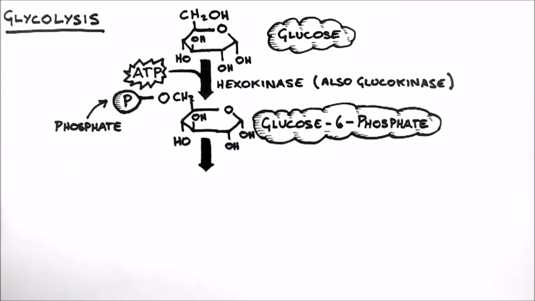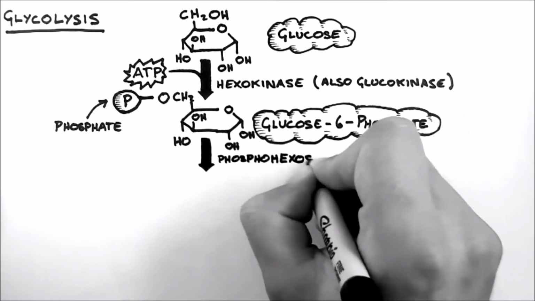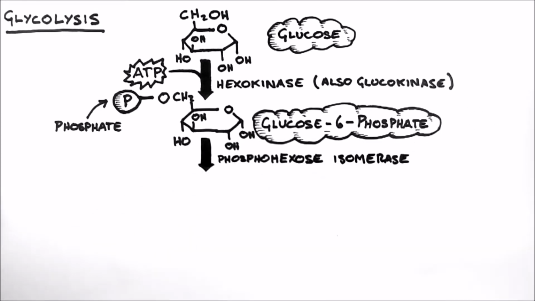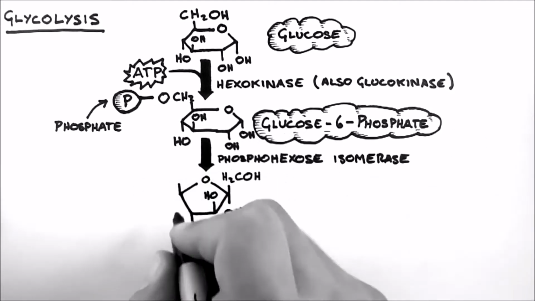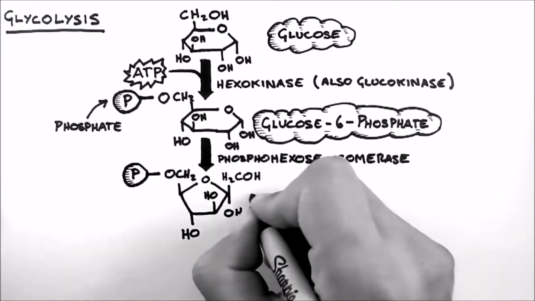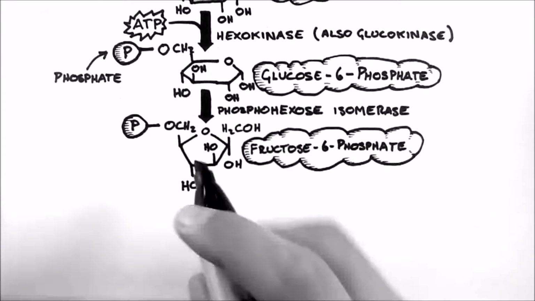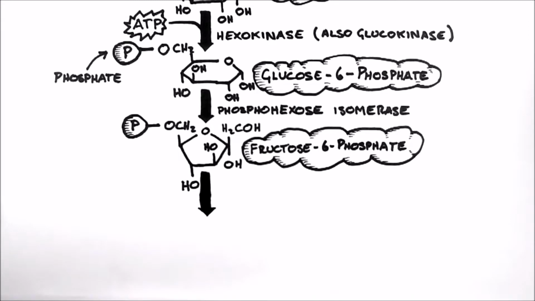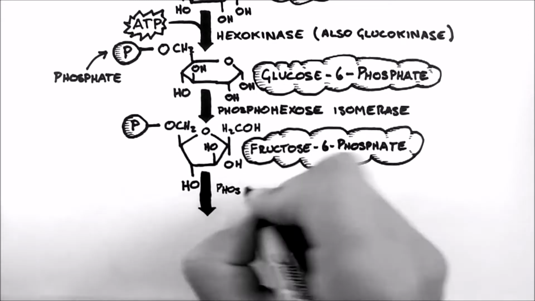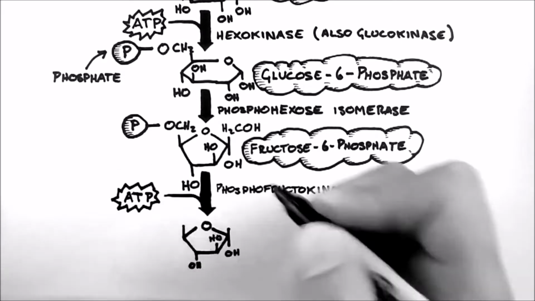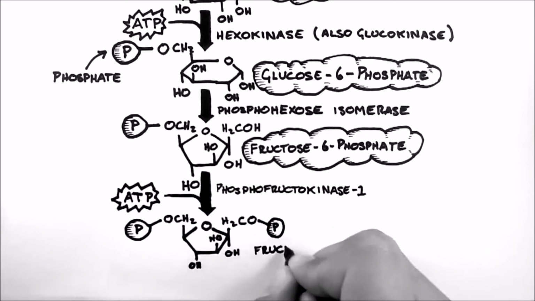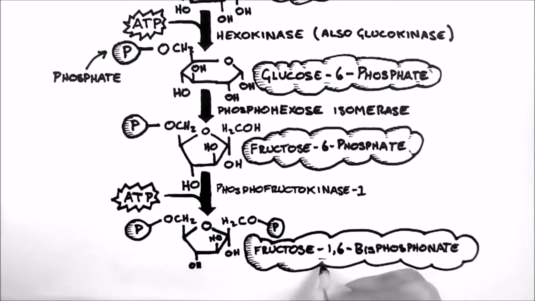The glucose 6-phosphate is acted upon by phosphohexose isomerase. Isomerases are enzymes which rearrange the structure of the substrate without changing the molecular formula. We can see that the phosphohexose isomerase rearranges the glucose 6-phosphate into a fructose 6-phosphate molecule. Now we meet another kinase, phosphofructokinase 1. This enzyme attaches another phosphate group to our molecule, creating fructose 1,6-bisphosphate.